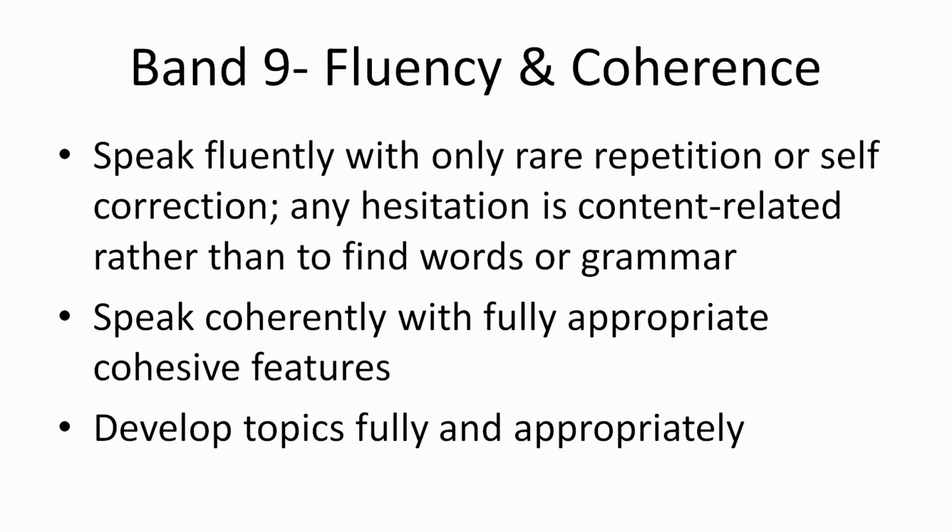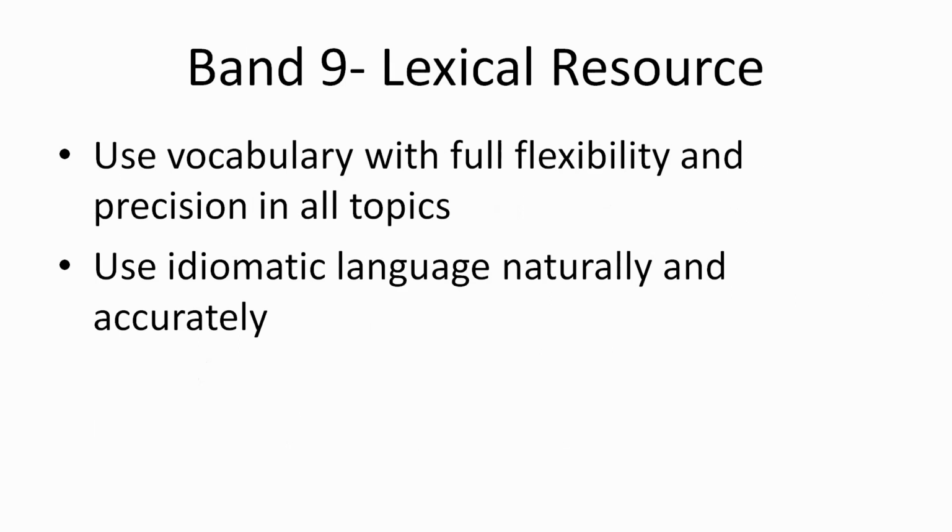Band 9 in fluency and coherence. When you speak fluently with only rare repetition or self-correction and any hesitation related to content is scarce, then you will get band 9. When you speak coherently with fully appropriate cohesive features and you develop the topics fully and appropriately, then you will get band 9 in fluency and coherence.